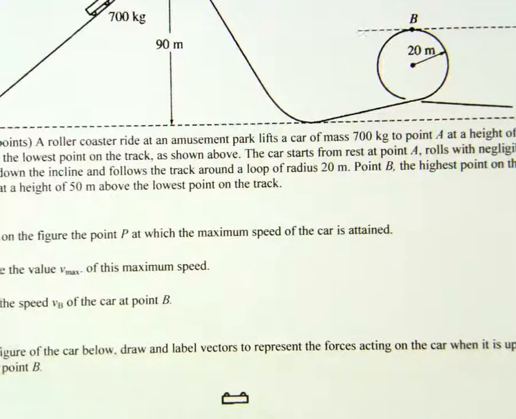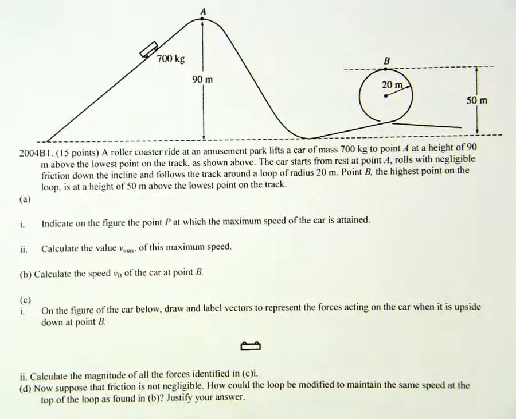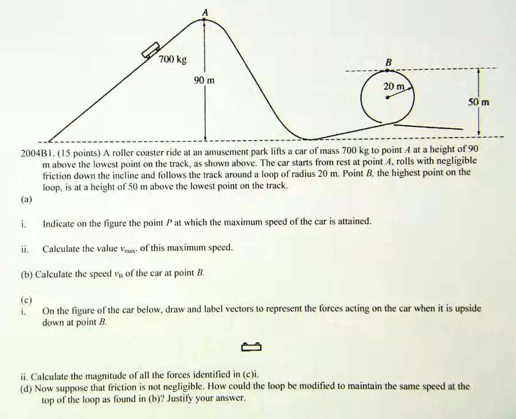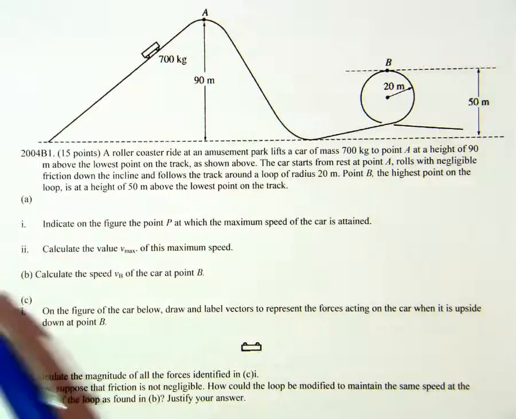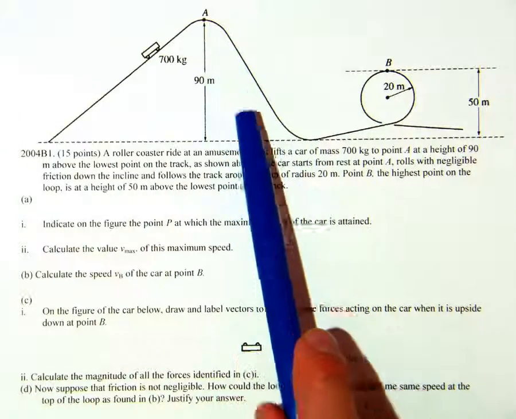So we're going to go ahead and start with problem number 1. Let's take a look at problem number 1. A roller coaster ride at an amusement park lifts its car of mass 700 kilograms to a point A at a height of 90 meters above the lowest point on the track, as shown above. The car starts from rest at point A, rolls with negligible friction down the track, as shown above.